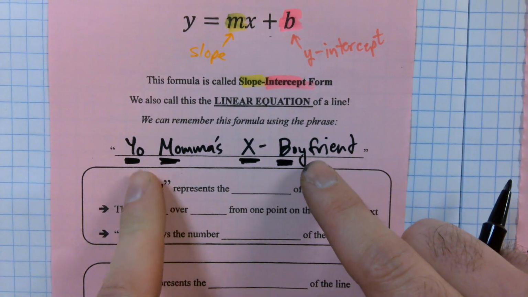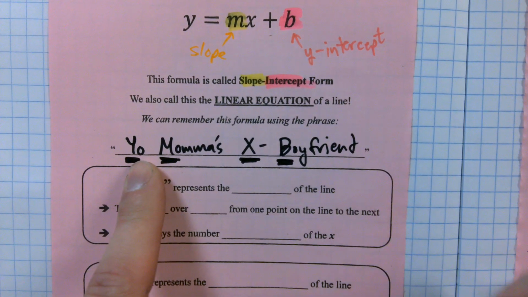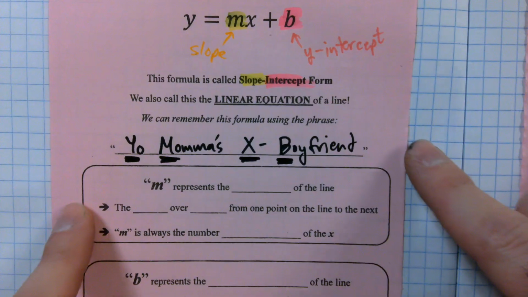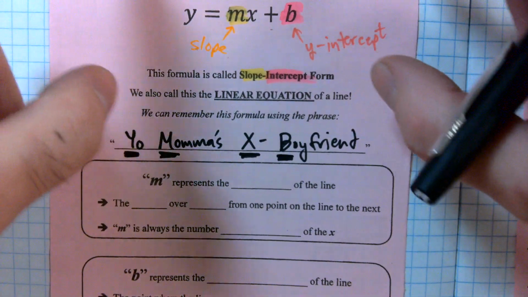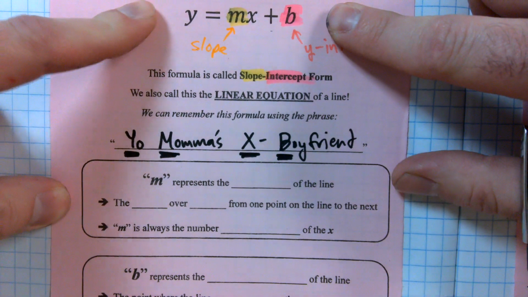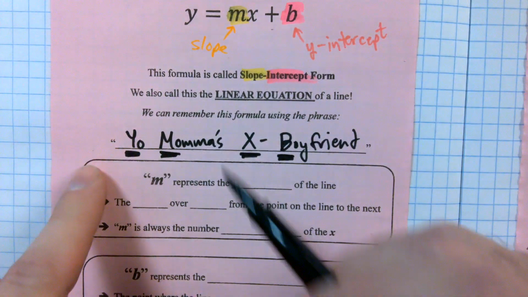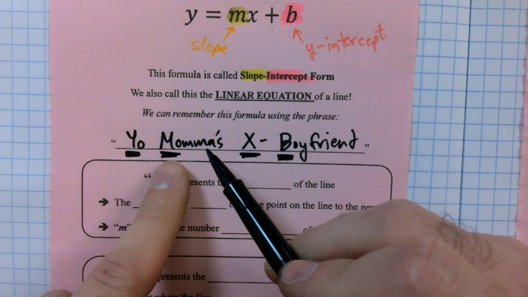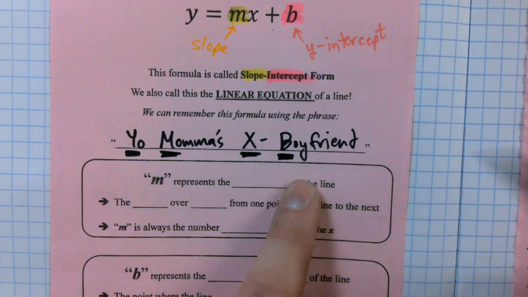Okay? Again, this is something I learned when I was in middle school, and I still remember it to this day. So if we can remember this, hopefully we're going to remember this formula, because this formula is going to be basically what we're using for the rest of this whole term. Every lesson is going to have this formula involved one way or the other. Okay? So again, everybody say yo. Yo, mama's ex-boyfriend. Okay, hopefully we won't forget that.